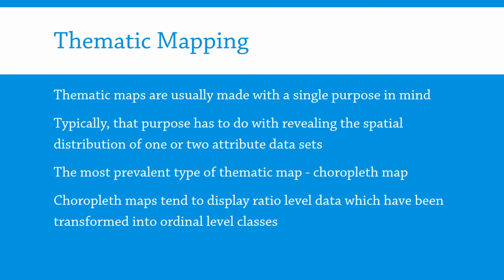So, thinking back to some of the earlier things we talked about, thematic maps are usually made with a single purpose in mind. Typically, that has to do with revealing the spatial distribution of one or two attribute data sets. And the most prevalent type of thematic map is the choropleth. These maps tend to display ratio level data, which has been transformed into ordinal level classes.